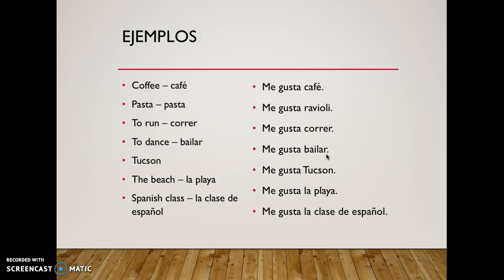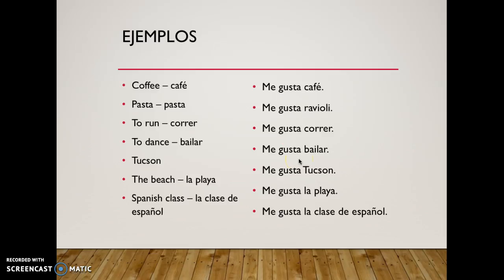Beber is to drink, comer, to eat. Okay? We can list a million actions, but because these verbs are in this infinitive form, as they should be, it's always going to be the singular gusta. I'm going to give you an example.